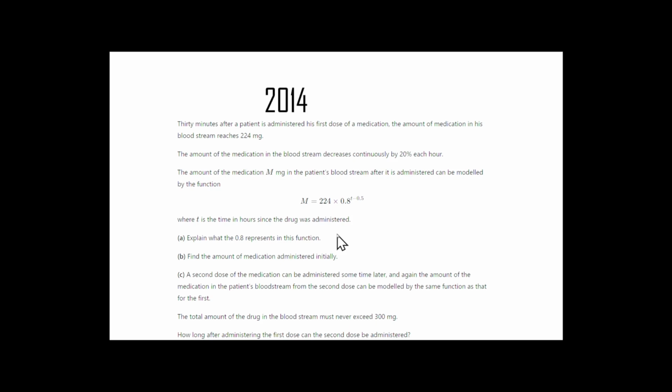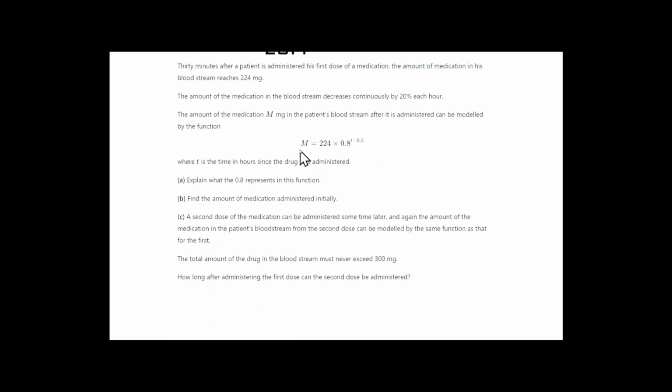30 minutes after a patient is administered his first dose of medication, the amount of medication in his bloodstream reaches 224. The amount of medication in the bloodstream decreases continuously by 20% each hour. Okay? The amount of medication M milligrams in the patient's bloodstream after it is administered can be modeled by the function M equals 224 times 0.8 to the power of t minus 0.5, where t is the time in hours since the drug was administered. Explain what the 0.8 bit means.